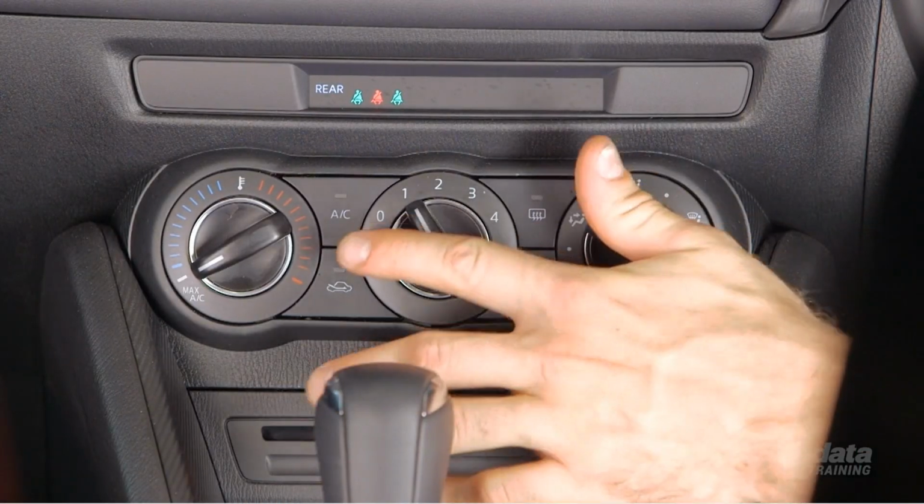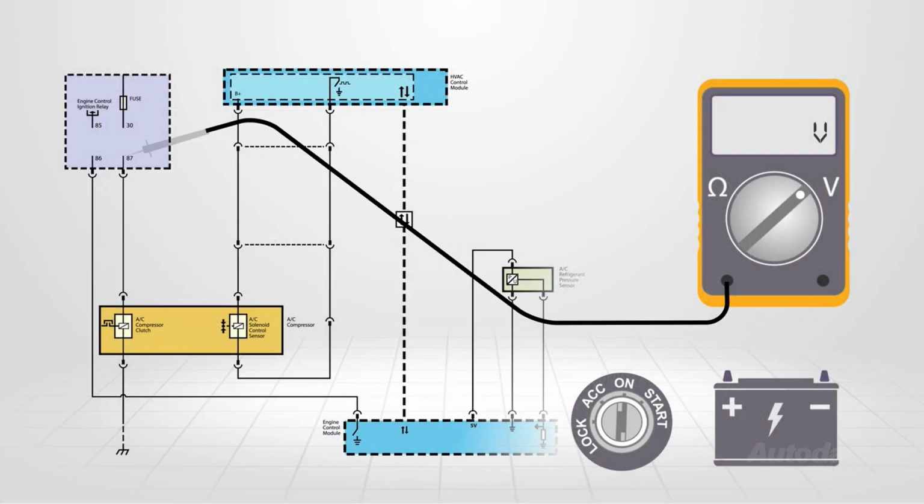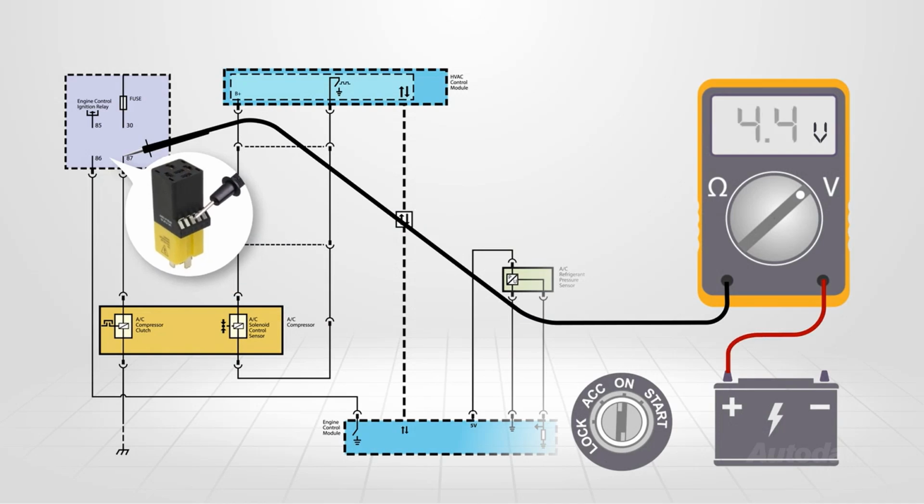A fault in the load circuit will cause the compressor clutch not to operate when commanded on. With the AC switched on and the relay jumper still in place, confirm battery voltage is present at terminal 87. If so, we know the relay is functioning as designed.